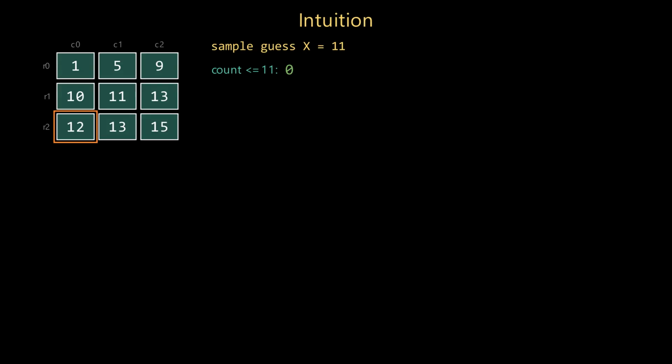Now watch one staircase count with a sample guess x equals 11, step by step. 11 is just a demo guess near the middle. Start at bottom left, 12 is greater than 11, so move up. At 10, 10 is less than or equal to 11. Because the column is sorted upward, every cell from row 0 down to this row is also less than or equal to 11. That is our row +1 cells, so add 2, then move right 1 column.